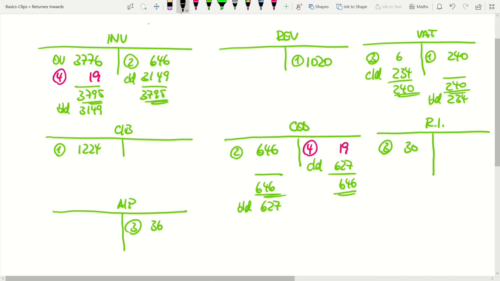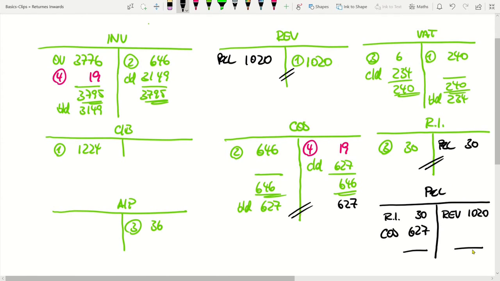However, I now want to calculate how much will be the gross profit. I apply a profit and loss account. I close off revenue, returns inwards, and cost of sales to the profit and loss account and calculate the gross profit. Gross profit is as before 363.